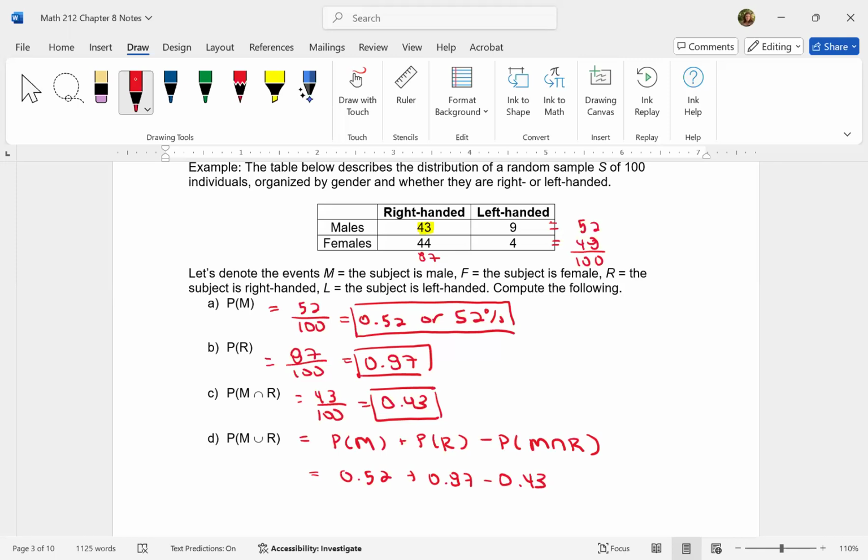Here, I'm going to do this in my head. I don't have my calculator. So 0.87 minus 0.43, let's see, that's 44, plus 52 is 98. Is it really? Hold on. Now I don't feel so confident about it. So 0.87 minus 0.43 is 0.44. 0.44 plus 0.52. Yeah, it's 0.96. Okay, wow, that's a lot.